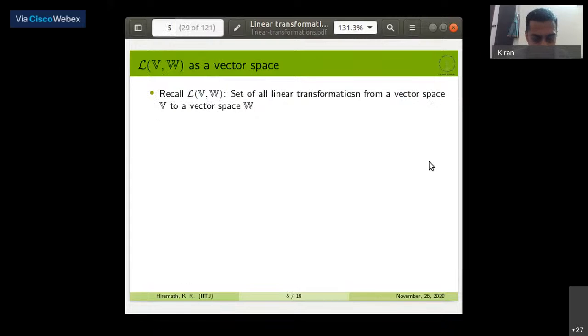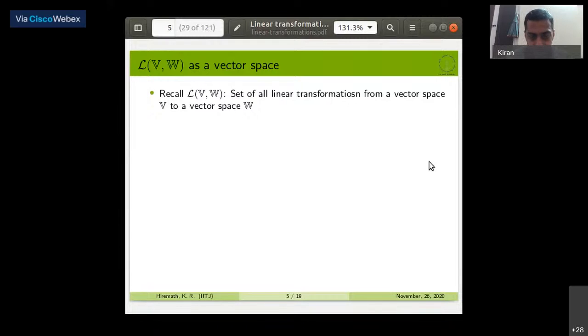So let us come back to this new structure that we generated from the given piece of information. What is given? We have given vector spaces V and W over the same field F. And without loss of generality, if I'm not mentioning the underlying field, I always mean that it's the same field. And then we collect all the linear transformations on this vector space.